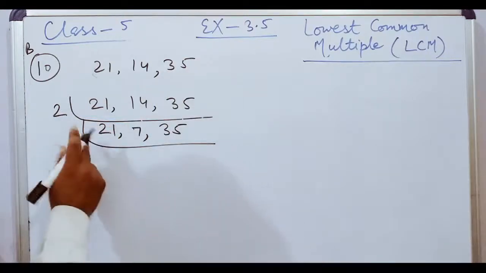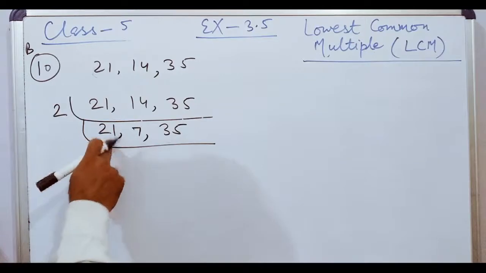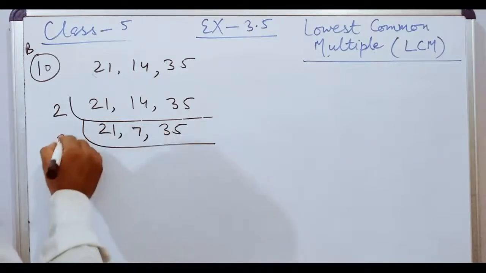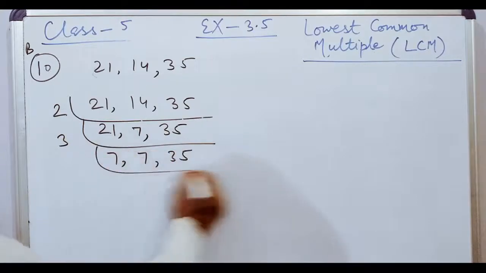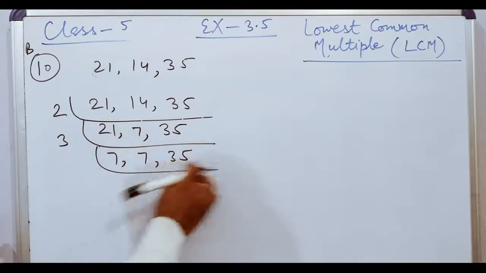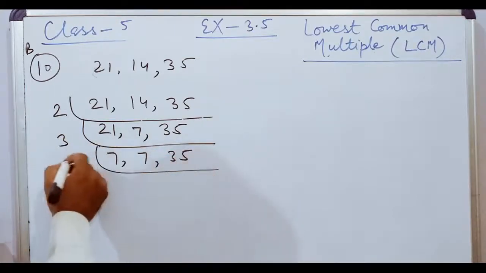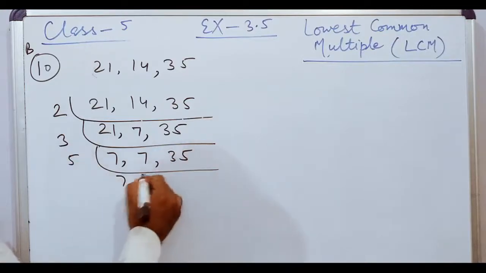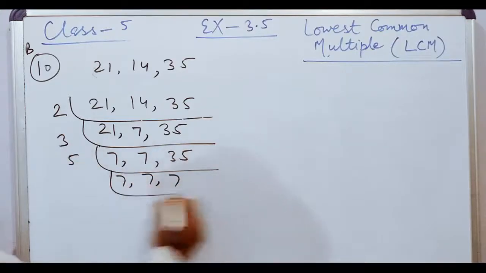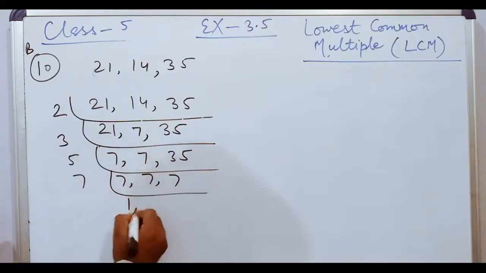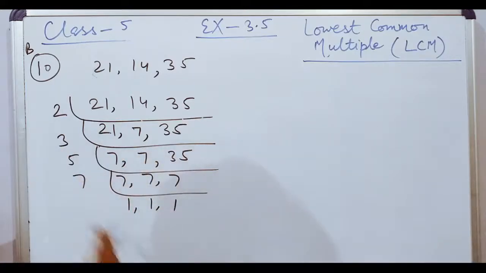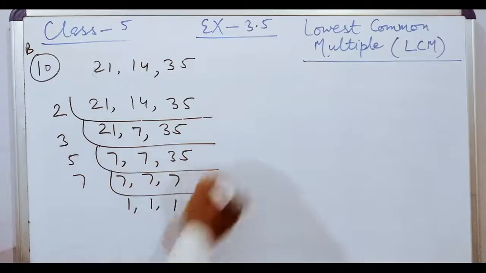Now by 3, 3 7s are 21, then 7 and 35. Then by 5 we can divide 35. 5 7s are 35. Okay, dear students. Then by 7, 7 1s are 7, 7 1s are 7.